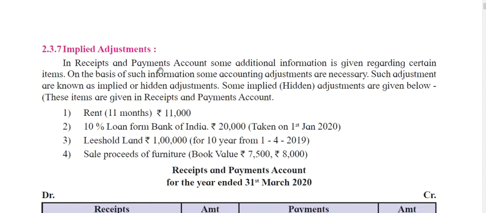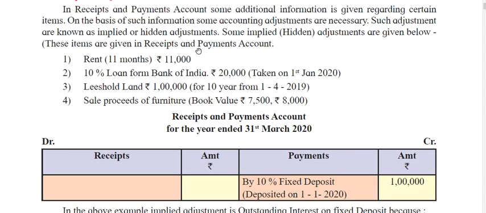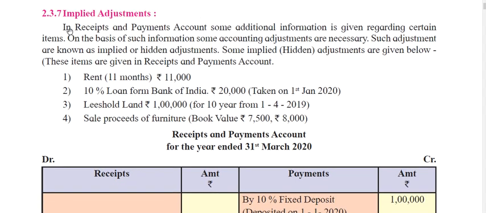So next topic is implied adjustment. Implied adjustment is nothing but a hidden adjustment. In receipts and payment account, some additional information is given regarding certain items. On the basis of such information, some accounting adjustments are necessary. Such adjustments are known as implied or hidden adjustments.